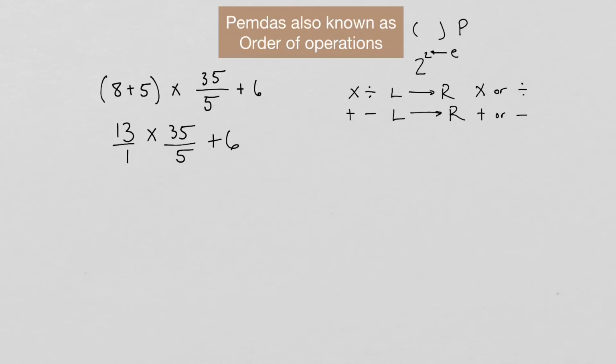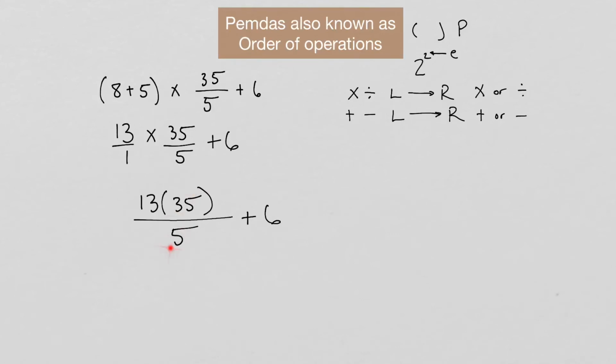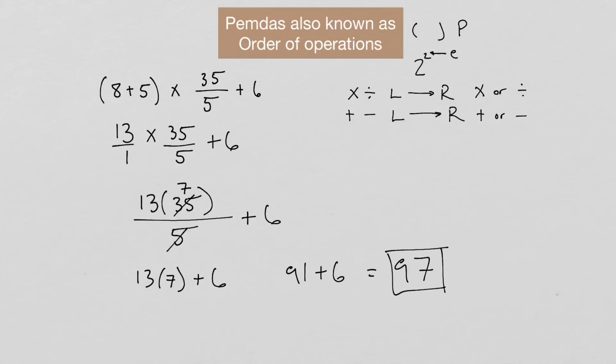Perhaps your inclination is to just multiply straight across, normally how you do a fraction. But here's another little trick: you could rewrite this as one big fraction. So you have 13 times 35 over 5, plus 6. When you multiply two fractions, it turns into one big fraction. This trick helps because you could now reduce. 35 and 5 cancel out, we have 7. So we have 13 times 7 plus 6. 13 times 7 gives us 91, plus 6 equals 97. So here's our final answer, 97.